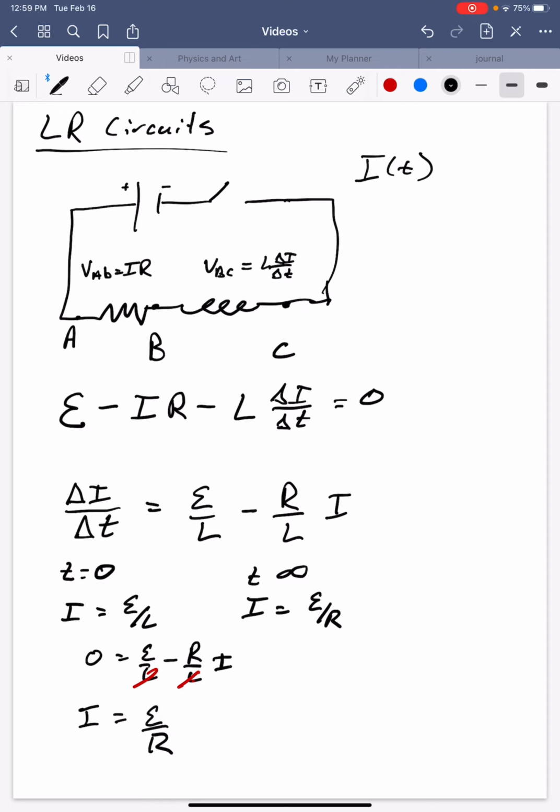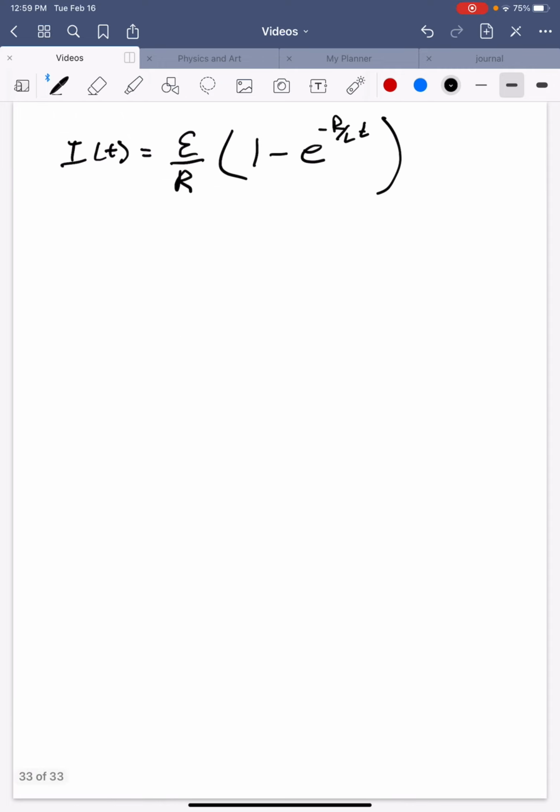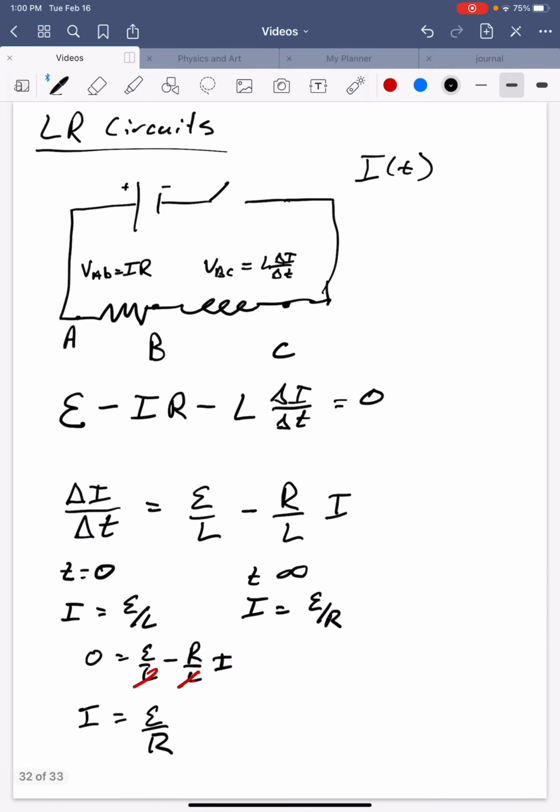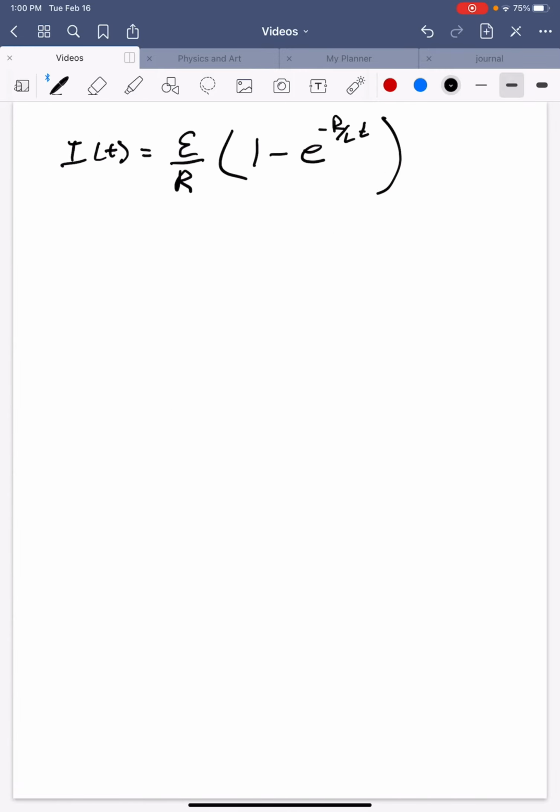So when I think about how the current varies as a function of time, that's going to look like this. I as a function of t is going to look like EMF over R times 1 minus e to the minus R over L t. So when t is equal to 0, I have no current. When I flip that switch, initially my current starts looking like, what did we say, EMF over L. And when t goes to infinity, this term goes to 0, and I'm just left with EMF over R, because this exponentially decays. So that's what my current looks like.